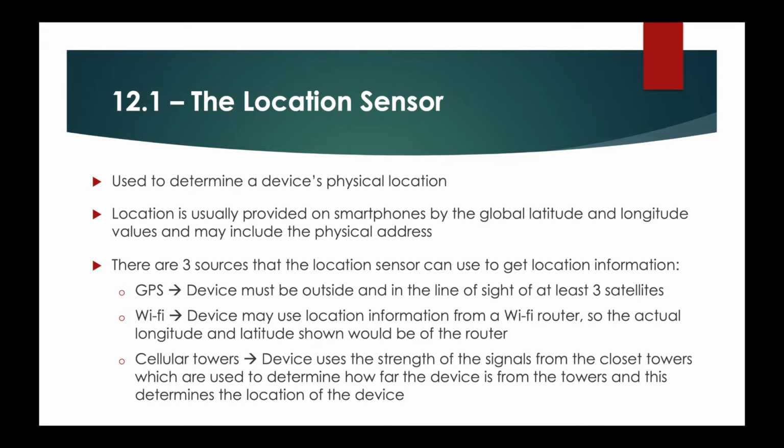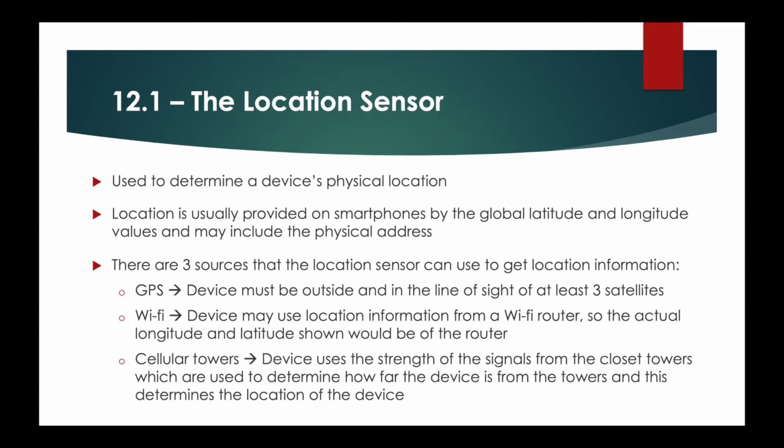There are three sources that the location sensor can use to get information. The sources are GPS, Wi-Fi, and cellular towers. A GPS uses satellite technology to get the location information, so the device must be outside and in line of sight of at least 3 satellites. If the device is in the proper line of sight, it can receive the latitude, longitude, and altitude of its location. If the device is connected to a Wi-Fi network, it may use the location information from the Wi-Fi router, so the actual longitude and latitude shown would be of the router.